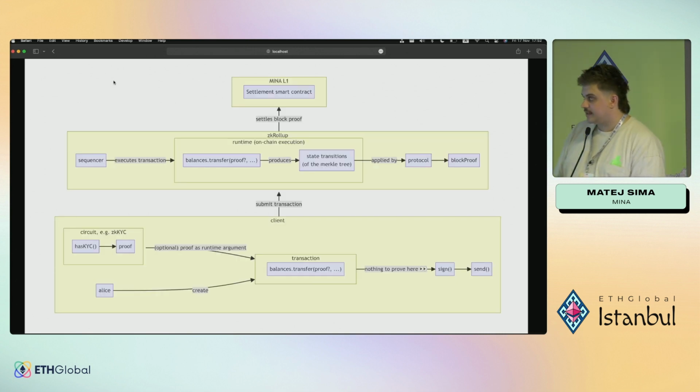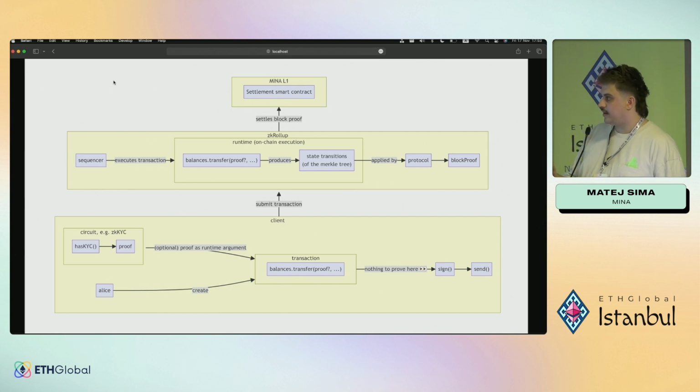So how does the lifecycle look for a Protokit rollup and a user transaction? At the bottom left, we have Alice again. She creates a transaction where she wants to transfer some balances. She doesn't have to prove anything, so it won't take her several tens of seconds on the client side. Instead, she does a simple signature and sends the transaction to the rollup operator itself.